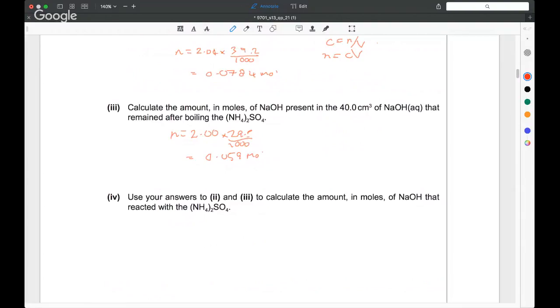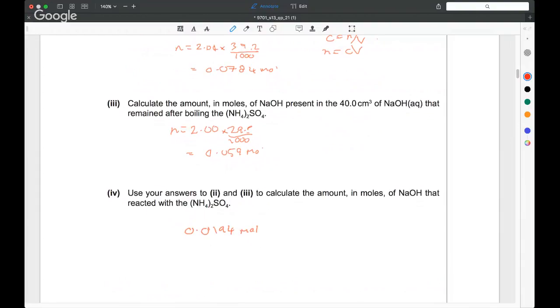Okay, good. Now, you've got to use those 2 answers to calculate the amount of sodium hydroxide that reacted. You're just going to find the difference between those 2. So the difference between those 2 ends up as 0.0194 moles. Very good.